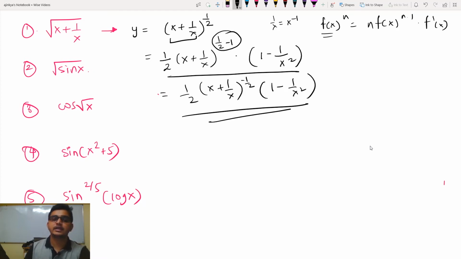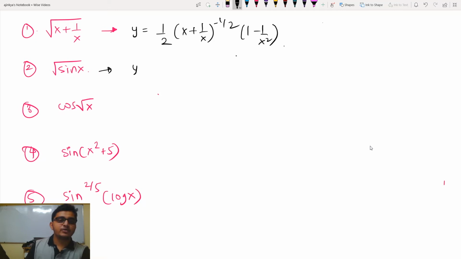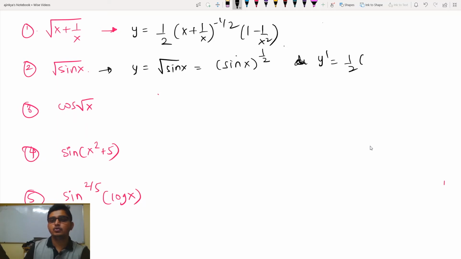Now we'll see the second question. The second question is y equals under root of sine x. We know that this can also be written as sine of x raised to 1 upon 2. So the differentiation will be, or rather y dash will be, 1 upon 2 sine of x raised to minus 1 by 2 times the differentiation of sine of x, which is cos of x. In other words, we can write this as 1 upon 2 under root of sine x, and here you can write cos of x. So this is your final answer.